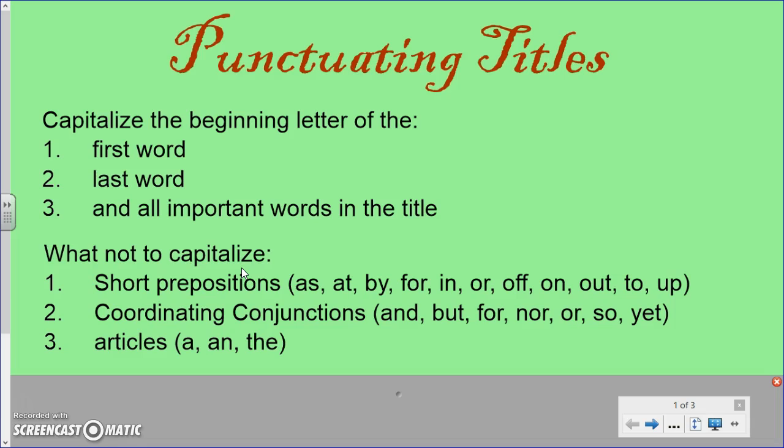And then we have articles: a, an, and the. These are basic articles. What you will notice the most here is that if they show up as the first word of a title, it is capitalized. So if a title starts with the word the, it is capitalized, even though here it says what not to capitalize.